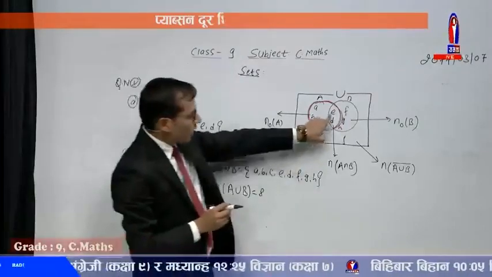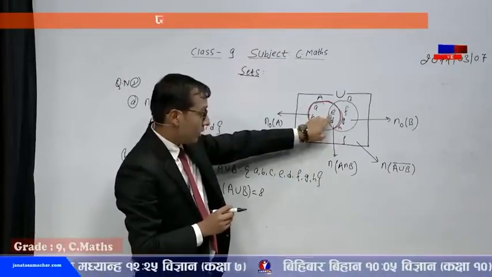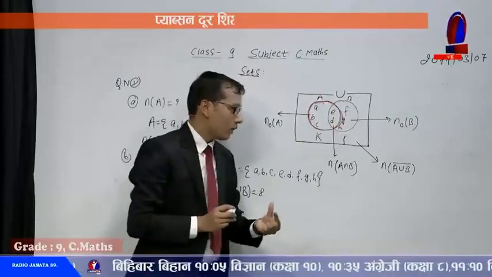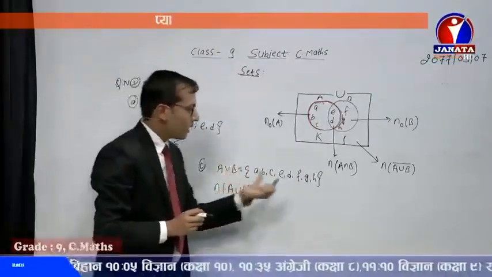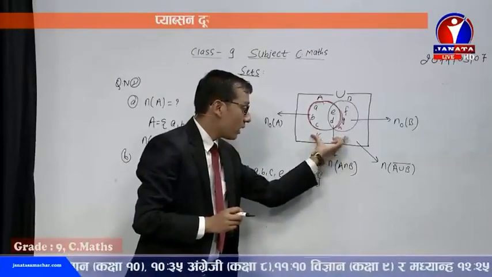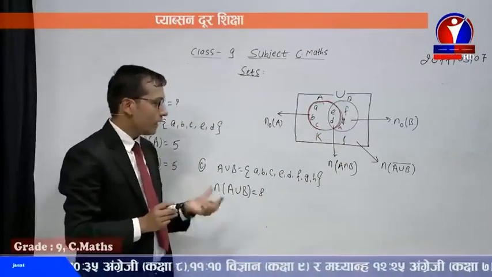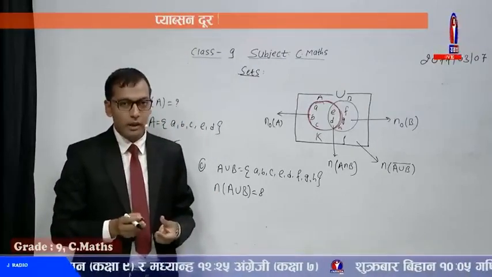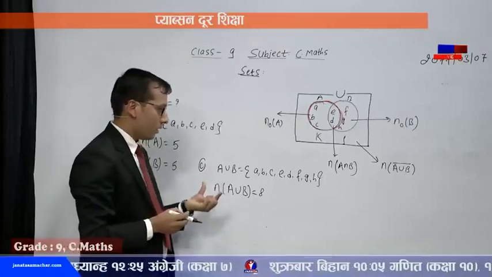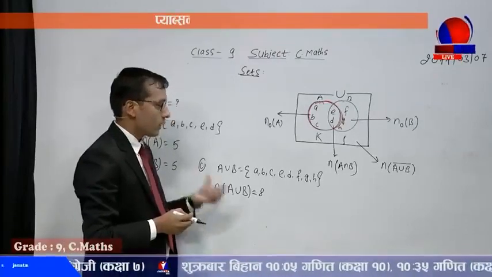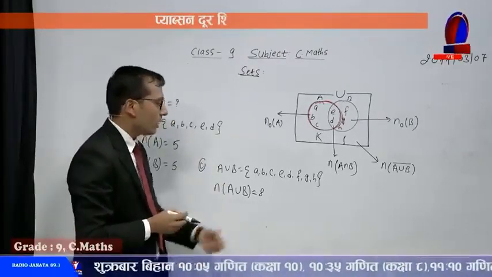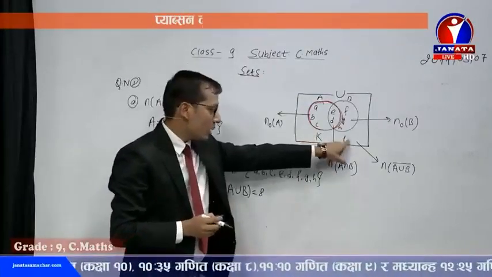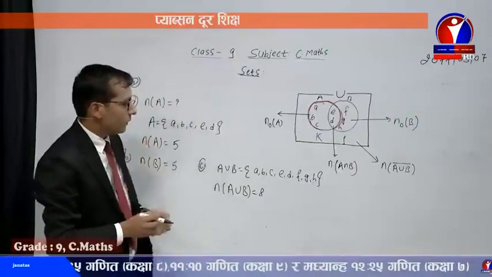So let's see what the elements of the intersection are: E and D. There are two elements, so what is the cardinality? 2. Similarly, what is the cardinal number of the complement? To write the cardinal number, first of all count how many elements are present in a particular set, and then we can write the cardinal number. So in the complement, there are two elements, K and J. So what is the cardinal number? 2.